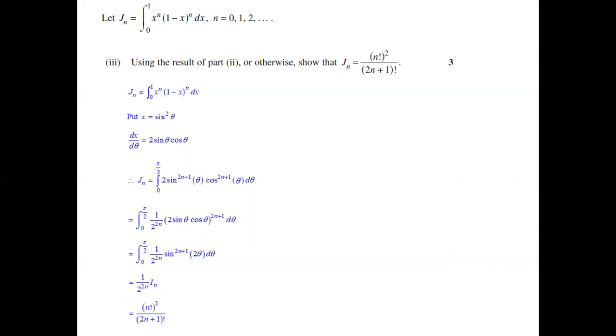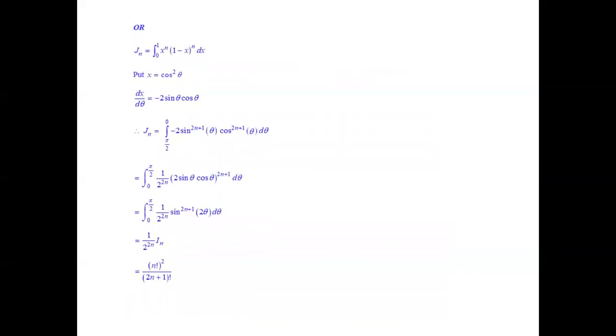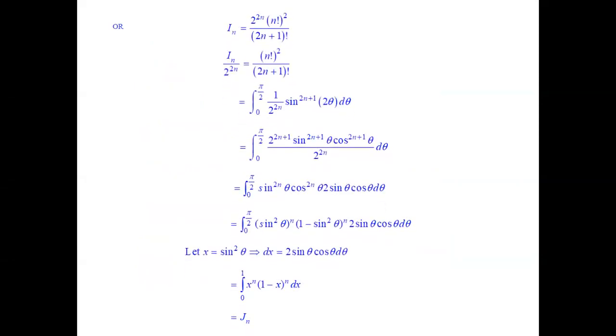And then they use a double angle for sine 2 theta to replace. As you can see, they then link back to In, which is from the previous part, and they derive the results. The other substitution that is also going to work is cos squared. It's not much different. They just have to be careful with the negative. So that's the same idea, but just be careful with the negative.